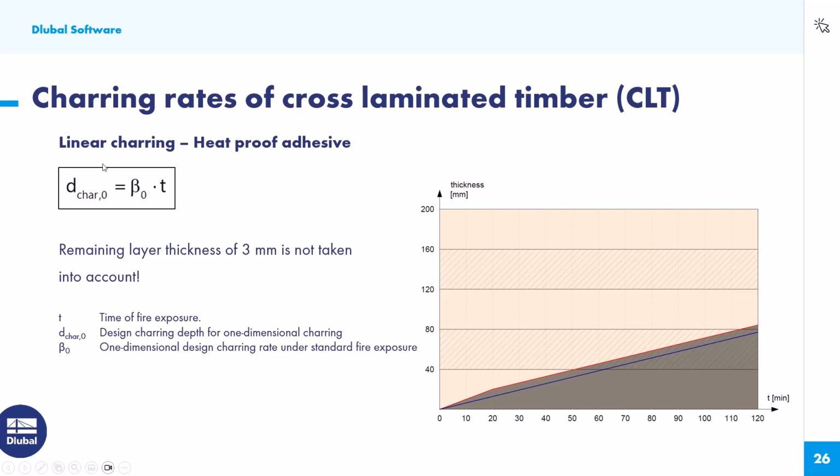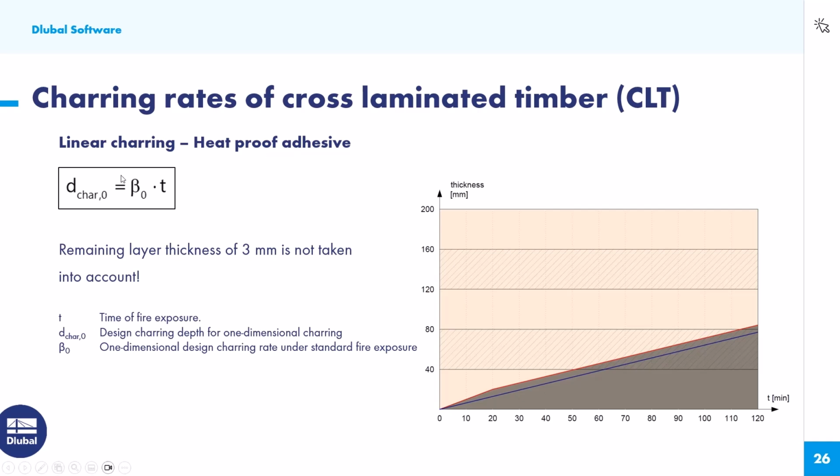Okay, so first we talk about linear charring. That's nothing else than our solid timber. So same rules. The only additional rule for CLT and linear charring is that layers smaller than 3 millimeters should not be considered anymore in the design, because the charring is of course not perfectly symmetric over the whole surface, and that's why it's better to neglect layer thicknesses smaller than 3 millimeters. And the linear charring can be used only for heat-proof adhesive.